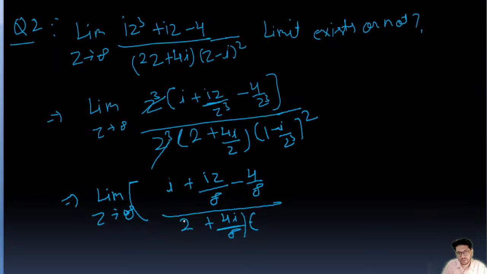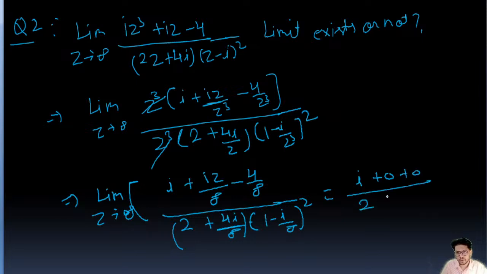into 1 minus i upon infinity whole square, right? So if we solve it, this 1 upon infinity, or any value upon infinity, is 0, right? So we'll put that: i plus 0 upon 2 plus 0 into 1 minus 0. Okay, so this is going to be i by 2.